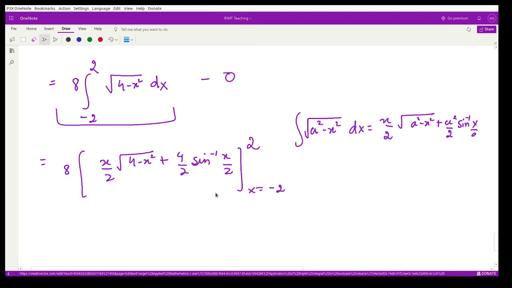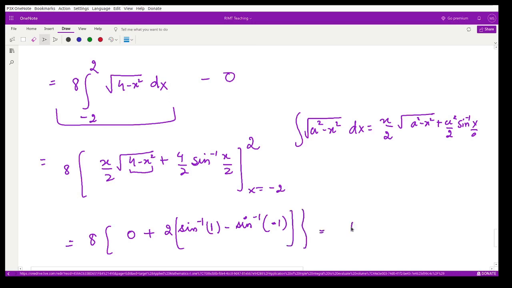So that means we now have to substitute the limits. When you substitute the upper limit here, this quantity becomes 0. When you substitute the lower limit, this quantity also becomes 0. So you have the first term 0, and this term is 2 sine inverse of, when you substitute the upper limit, this becomes 1, and when you substitute the lower limit, it becomes minus 1. So finally, when you solve this, your answer is equal to 16 pi. So this is what you have as your answer.